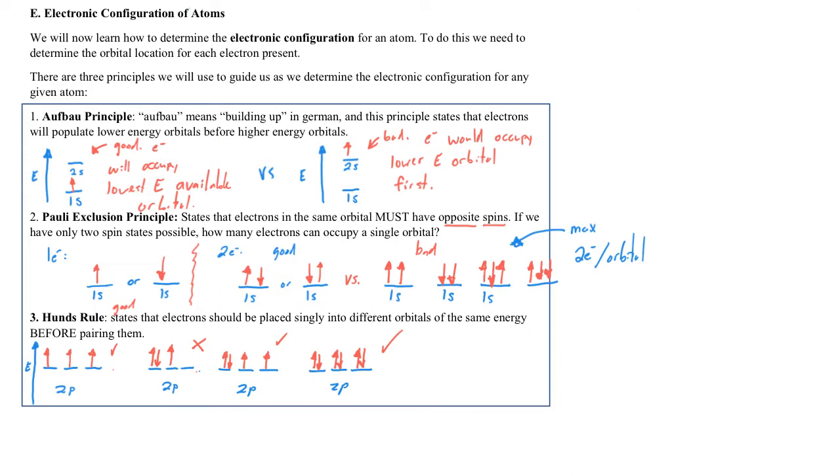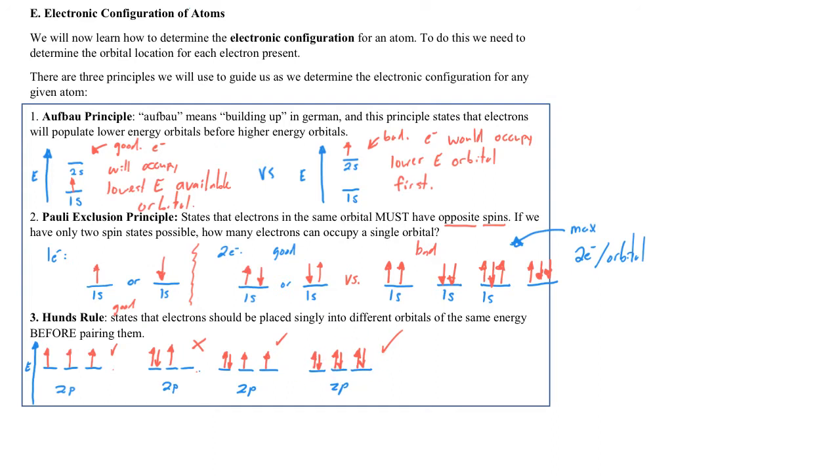This is fine, right? Because we have filled all 3 orbitals, 1, 2, 3 first, and then we pair after that. So the 4th electron has to be paired, but before we pair it, we have to fill these orbitals singly first. Okay, and then here's another example. It's fine to have these all paired.